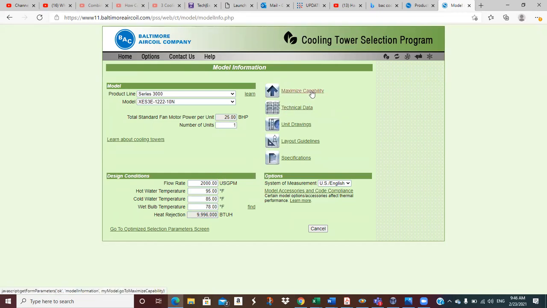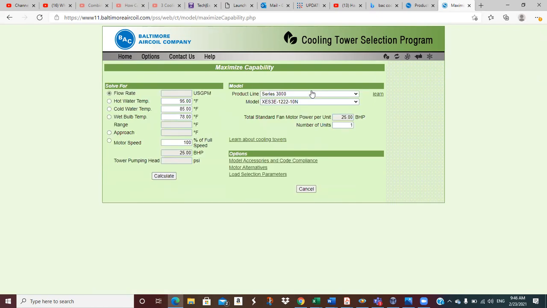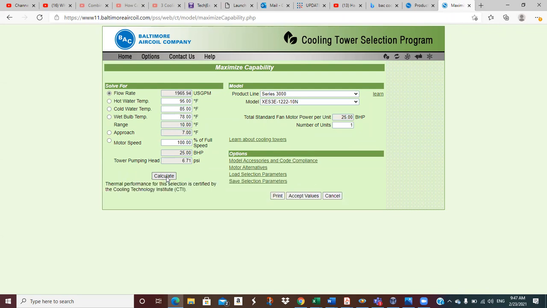This is kind of fun. If you click on maximize capability, then you can play around. For example, if you want to calculate the maximum flow rate, given hot water in, cold water out, wet bulb temperature at some percent of fan speed, you click calculate and it fills in all of the boxes. There you go. Under these conditions, it says that at the peak here, it really can't do 2000 GPM. That one, that's probably why it was red. Yeah, okay.